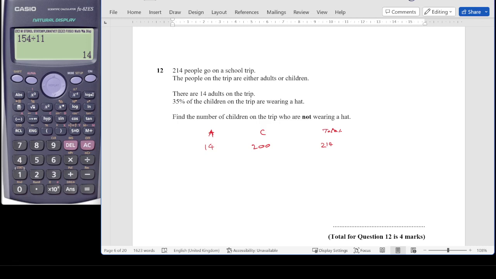And then I'm going to split the children into hats, and we'll go H dash to stand for not hats. So I know that 35% of the children on the trip were wearing hats. So 35% of 200 would be 70, which leaves us with 130 students not wearing hats. Yeah, sorry, 130 children not wearing hats.